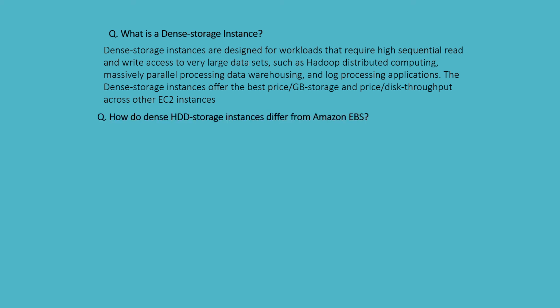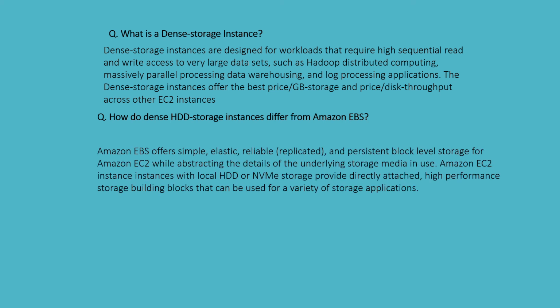How do dense SSD storage instances differ from Amazon EBS? Amazon EBS offers simple, elastic, reliable, replicated, and persistent block storage for Amazon EC2, while abstracting the details of the underlying storage media in use. Amazon EC2 instances with local hard disk or NVMe storage provide directly attached, high performance storage building blocks that can be used for a variety of storage applications.